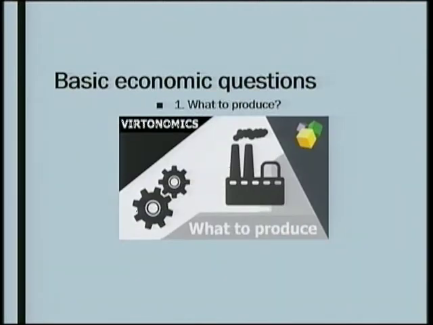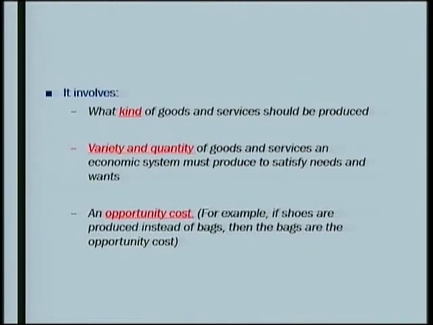The first economic question is what to produce. It involves what kind of goods and services should be produced, the variety and quantity of goods and services to produce to satisfy needs and wants, and an opportunity cost. An example of opportunity cost is if shoes are produced instead of bags, then the bags are the opportunity cost.